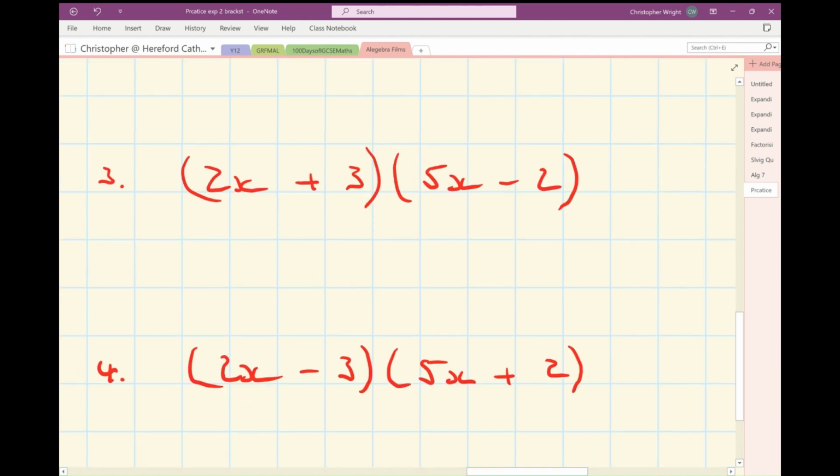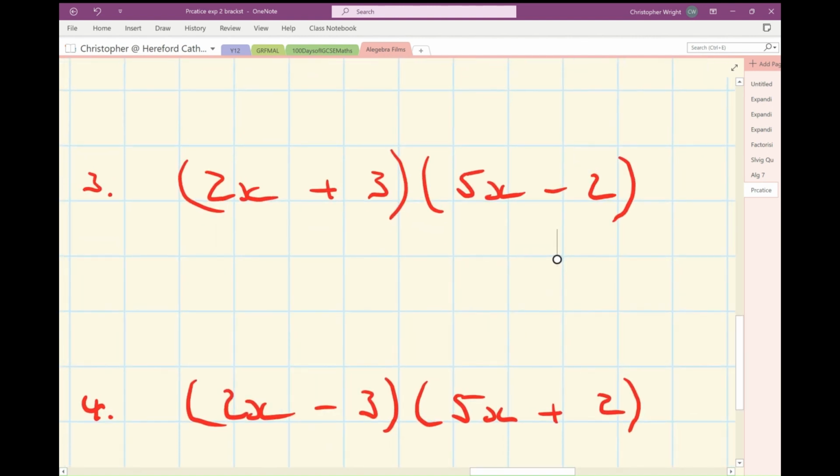Okay, let's have a look at number 3. Number 3, 2x times 5x gives me 10x squared. My nose gives me plus 15x, and my mouth minus 4x. So that's going to be plus 11x. Plus 3 times minus 2 is minus 6.